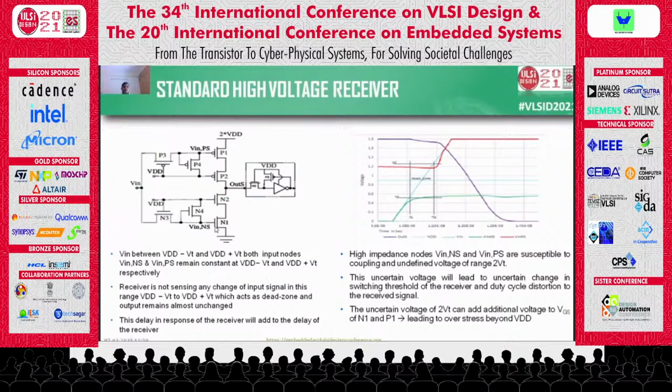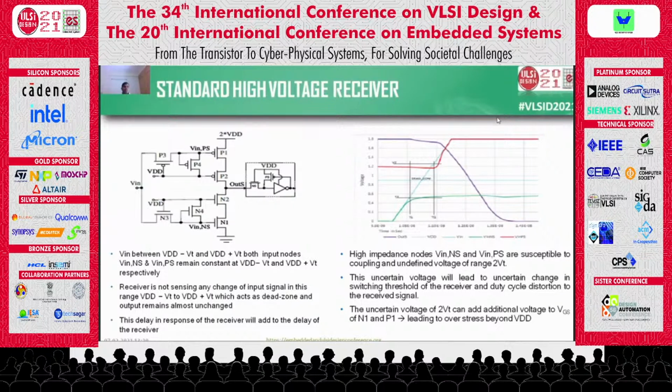Receiving devices N1 and P1 are not sensing any change in the input signal. This range of signal between VDD minus VT and VDD plus VT, where the receiver is not sensing any signal change, is what we call the dead zone. The receiver is basically dead at that point in time and not sensing anything. It starts responding only when the input signal crosses beyond V1 or V2, depending on the direction of the signal.